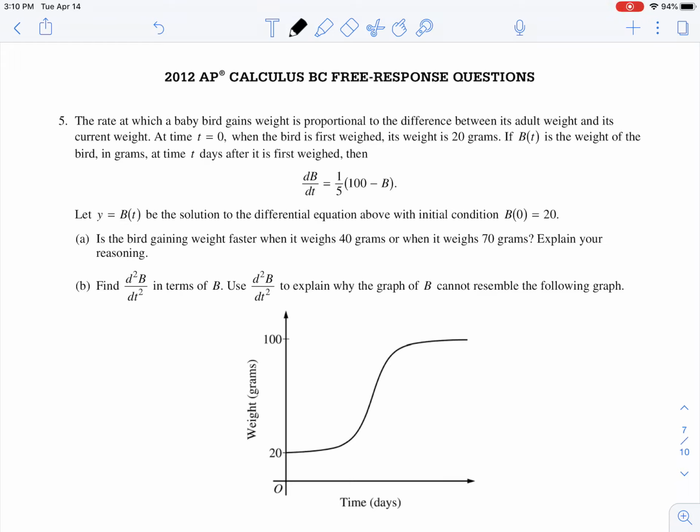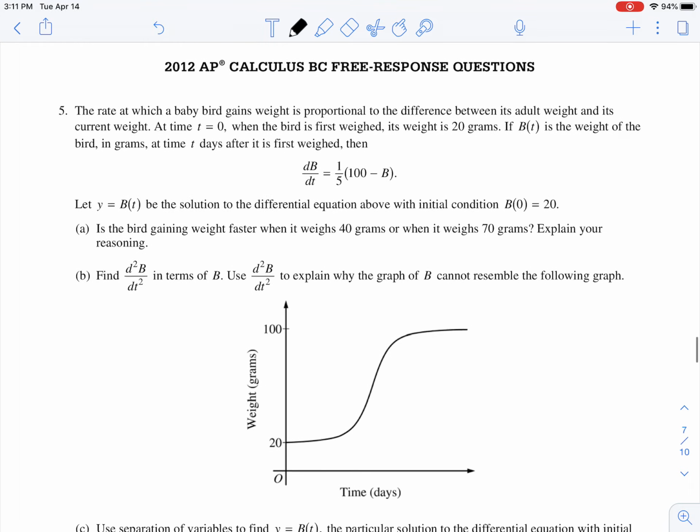So now we're looking at the 2012 free response question number 5. And we have a problem here that involves a baby bird gaining weight. The first thing that should stick out to us right away is that we have a differential equation, dB/dt. And you could probably see where this is going. We have the differential equation, which gives us the rate at which this baby bird is gaining weight. What we don't have is the equation B(t), which would then give us the weight of the bird at any given time. But as you can probably figure out, we'll get there.